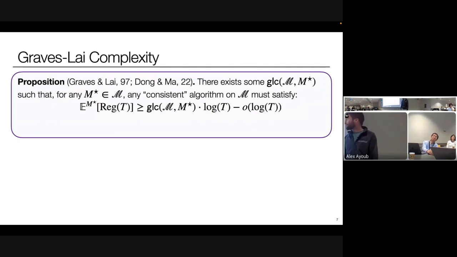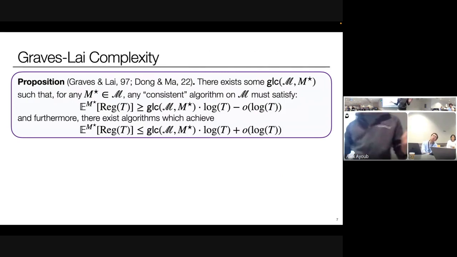Okay, so it turns out that there's actually already an understanding of instance dependence, instance optimality. And this is very classical. It goes back to 1997, work of Graves and Lai, same Lai as Lai and Robbins. They proved in this paper that there's some measure of complexity, which depends on the model class and the model. I denoted this by GLC, Graves and Lai complexity, script M and M star, such that any consistent algorithm, any reasonable algorithm, must have regret that scales at least as GLC times log T. And this is capturing the properties of the particular instance. It's saying on this particular instance M star, you need to pay this regret.